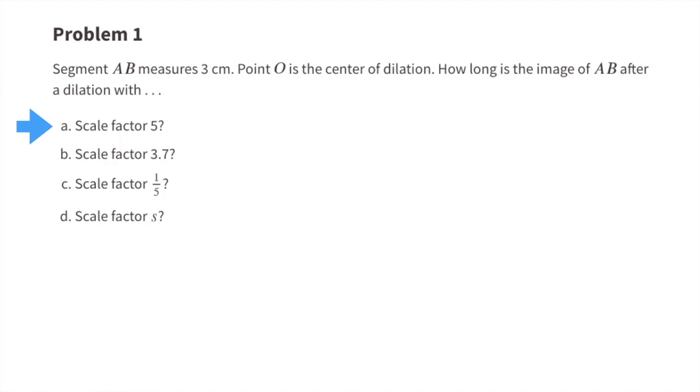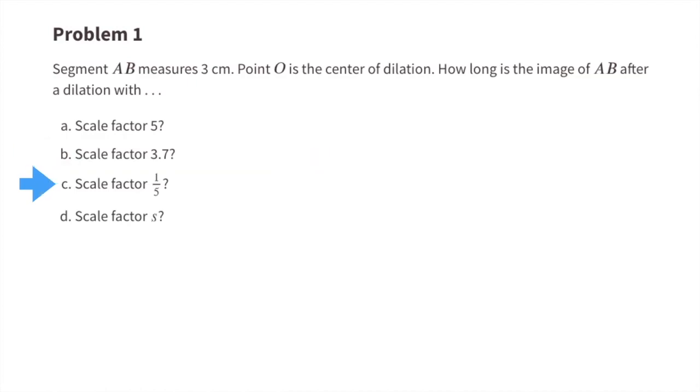A. A scale factor of 5. 3 centimeters multiplied by 5 equals 15 centimeters. The image of AB after a dilation with a scale factor of 5 would be 15 centimeters. B. How long is the image of AB after a dilation with a scale factor of 3 and 7 tenths? 3 centimeters times 3 and 7 tenths equals 11 and 1 tenth centimeters. So the image of AB after a dilation of 3 and 7 tenths would be 11 and 1 tenth centimeters.